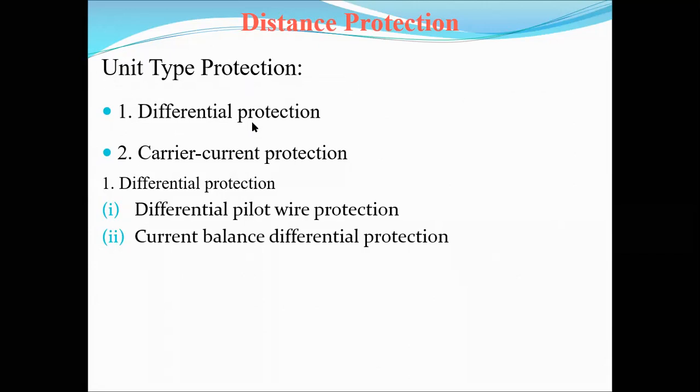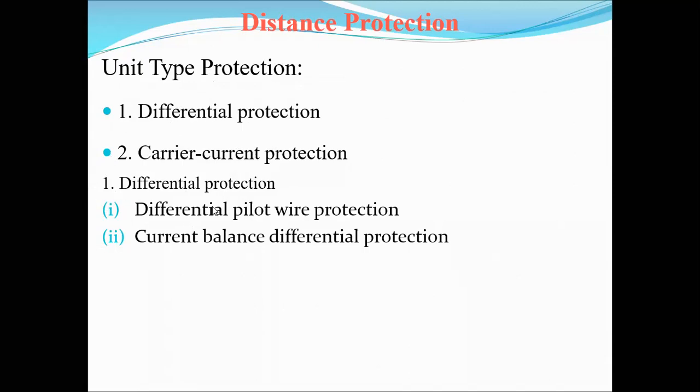The unit type of protection is divided into two types. First one is the differential protection. Second one is the carrier current protection. These two types of protection are the unit type of protections.